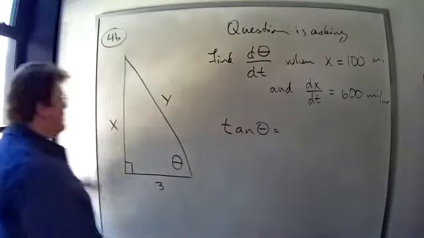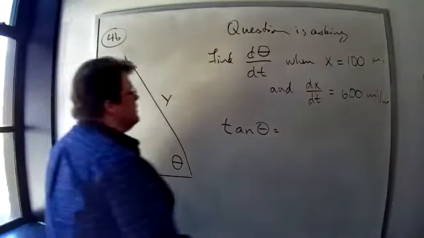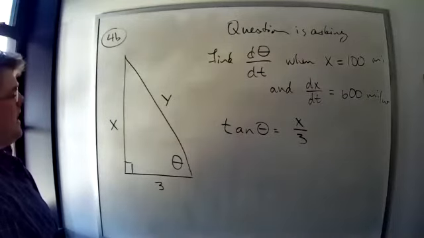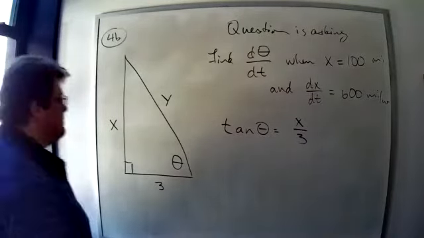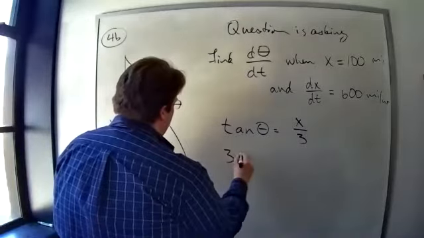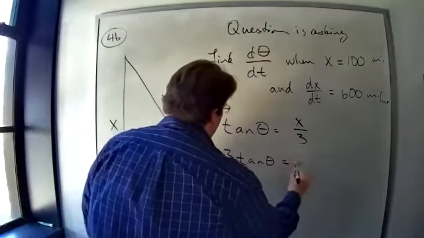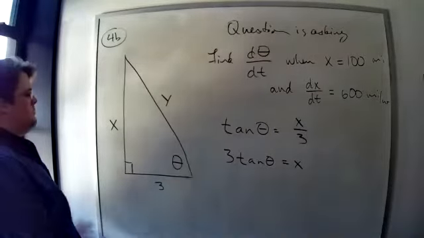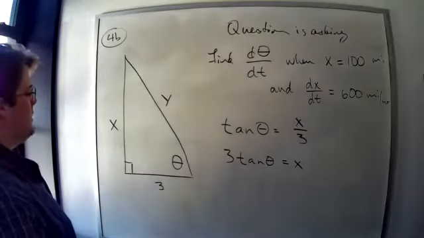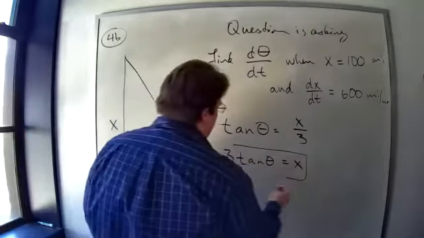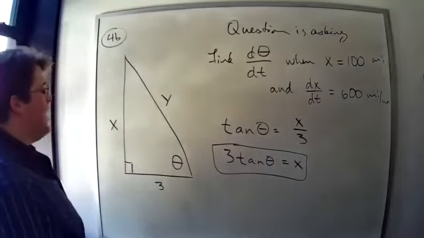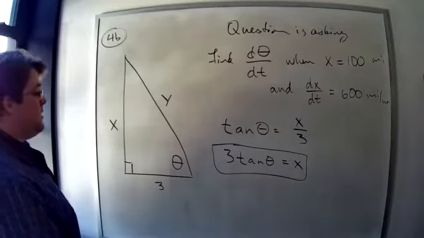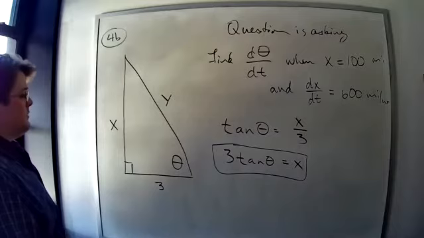Tangent of theta, tangent is opposite over adjacent. So tangent of theta is x over 3. Now we have a fraction, so let's get rid of the fraction by putting the 3 on the other side. We have 3 tangent theta equals x. This is the equation we're going to differentiate with respect to time. X, y, which isn't showing up yet, and theta are all changing as time is changing.